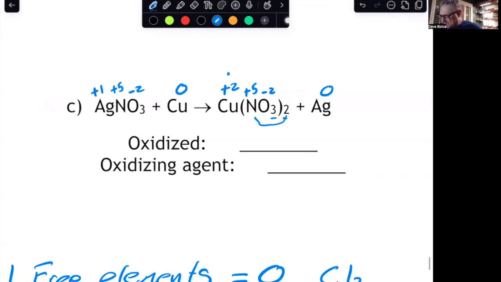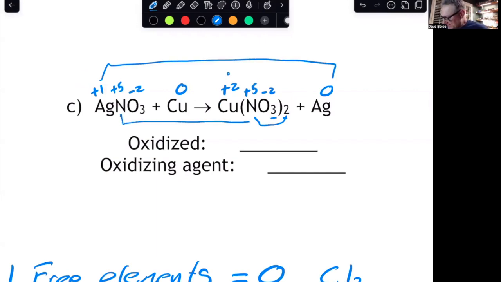And so now I can compare here. And first off, the silver, did it change? Yes, it did. The nitrogen, did it change? No, it did not. So I'm not concerned about it. The oxygen, did it change? Nope. -2 to -2. And this copper, did it change? Yes, it did. 0 to +2. So those are the ones I'm going to focus in on, especially if you're writing half reactions.